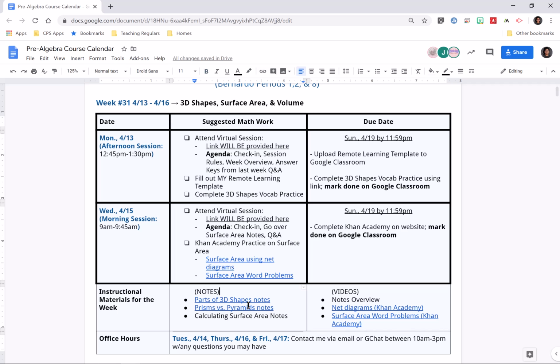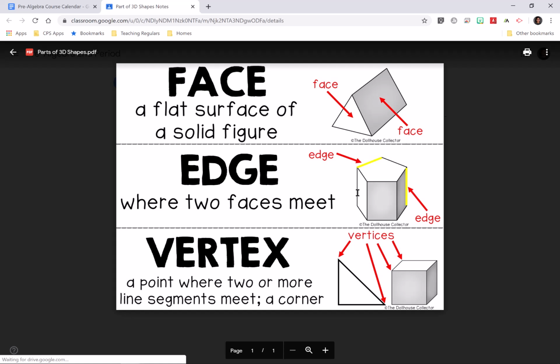And I'll be going through parts of 3D shapes, prisms versus pyramids, and then calculating surface area in general. All of these are going to be found in your interactive notebook section on Google Classroom as well. So you could either click it here or you can go on Google Classroom. So let's get started with just parts of 3D shapes. So if you see, this is a post on Google Classroom.